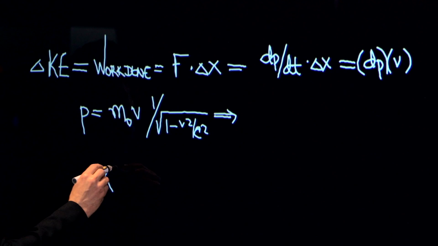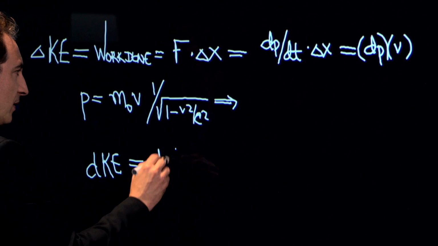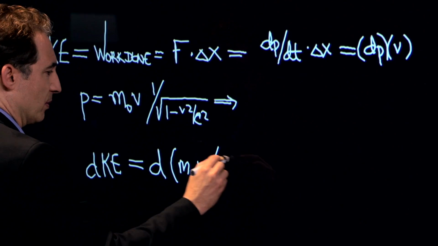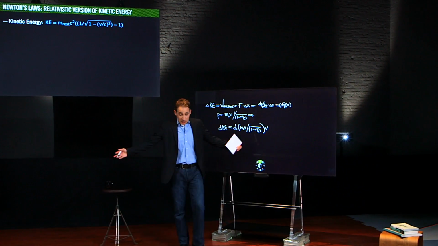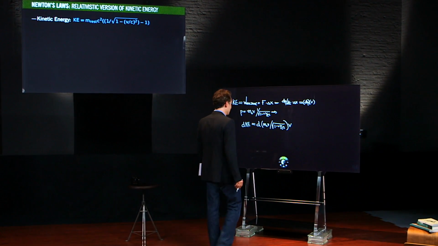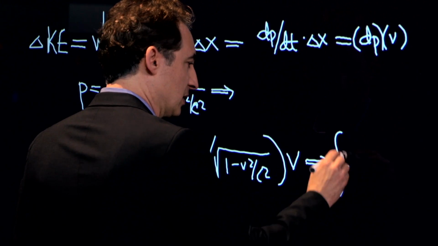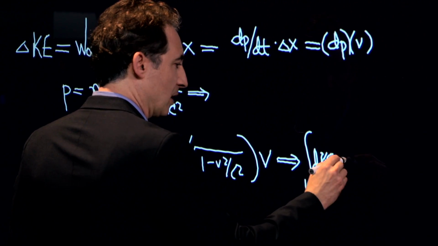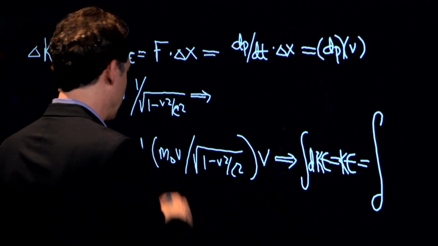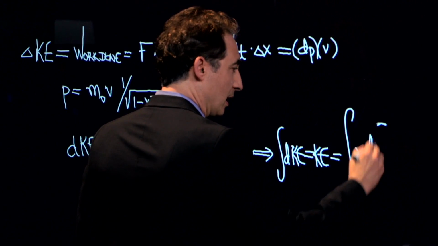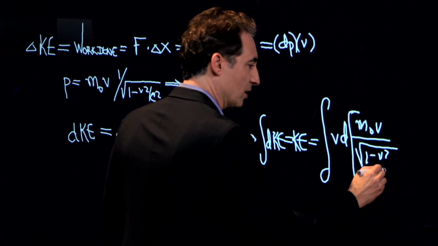And then putting those together, if you don't mind me writing this in a more calculus type form, d of the kinetic energy is equal to d of m naught v over the square root of 1 minus v squared over c squared, multiplied by v. And now we just integrate this expression up to get our answer. Let me write it down formally, and then I will give you the answer. So the integral of d of the kinetic energy is the kinetic energy. And you can calculate that by doing this integral: v d of m naught v over the square root of 1 minus v squared over c squared.